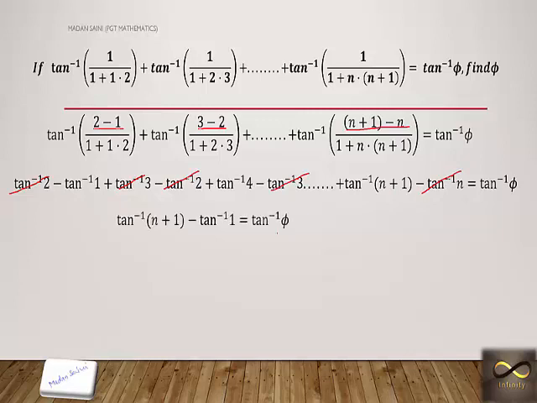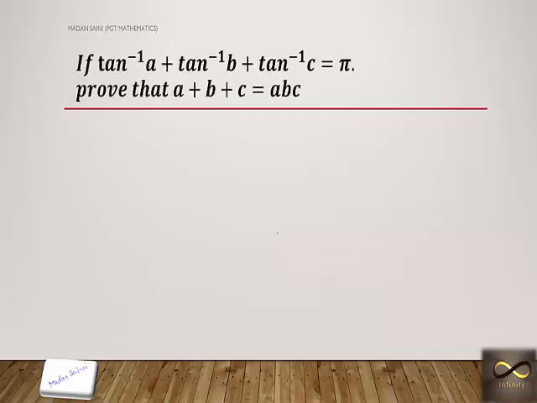So we are left with two terms on the left hand side, tan inverse n plus 1 minus tan inverse 1, which is equal to tan inverse phi. Using the identity tan inverse A minus tan inverse B, we will have tan inverse of n plus 1 minus 1 upon 1 plus n plus 1, which is equal to tan inverse phi. Simplify, you will have phi is equal to n upon n plus 2. I hope it is clear to you. Then coming to the next question.